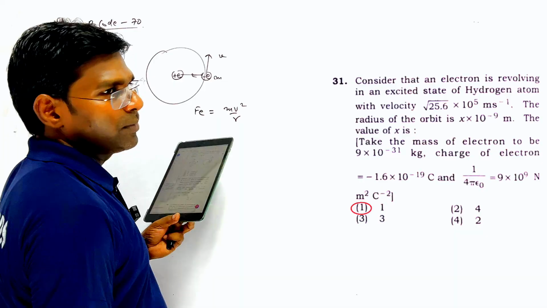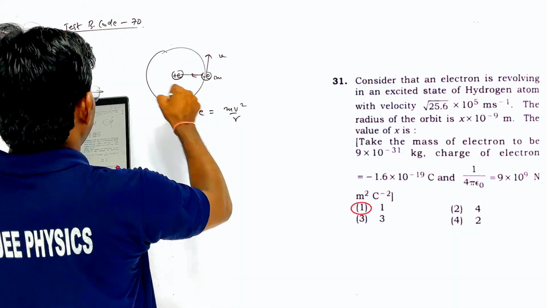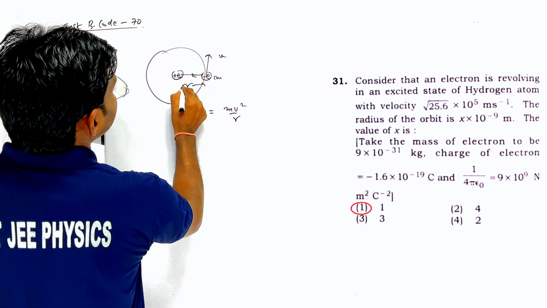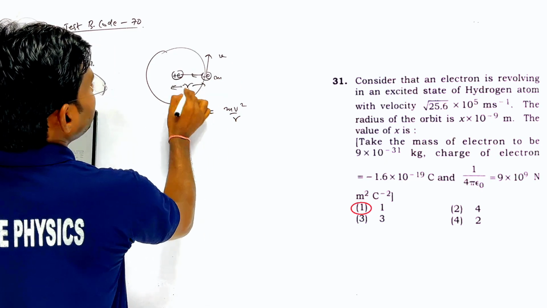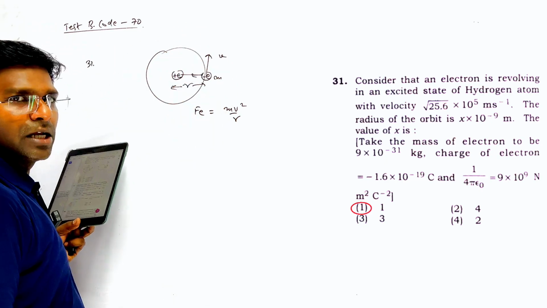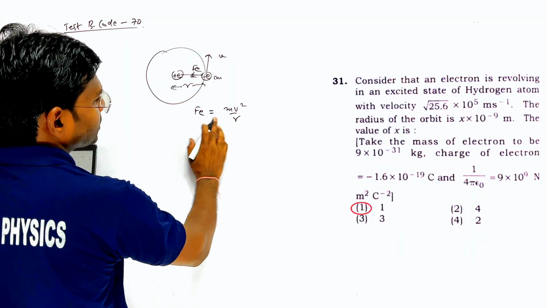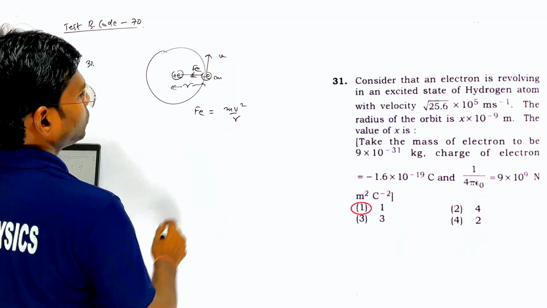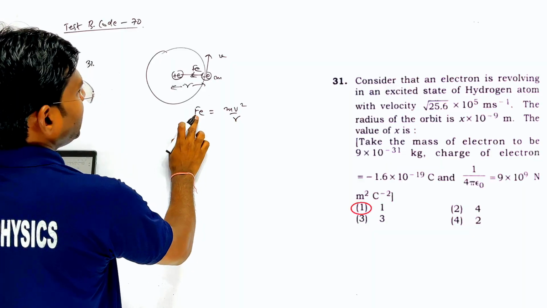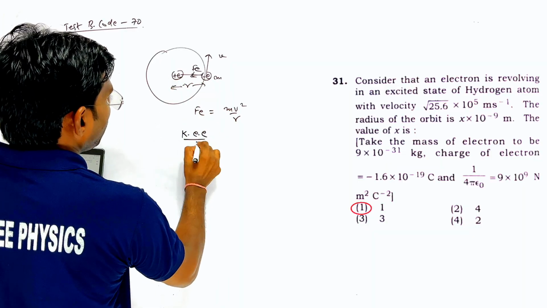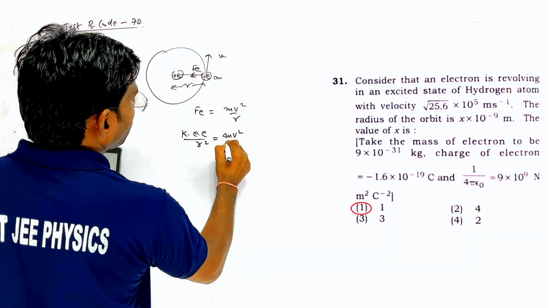So read this question number 31. Consider the electron revolving around the nucleus in the hydrogen atom in the excited state. Suppose the radius is r and the speed is v. When the electron is moving in circular motion, the electrostatic force of attraction will provide the required centripetal force equal to mv square upon r. The electrostatic force is nothing but k q1 q2 upon r square is equal to mv square upon r.